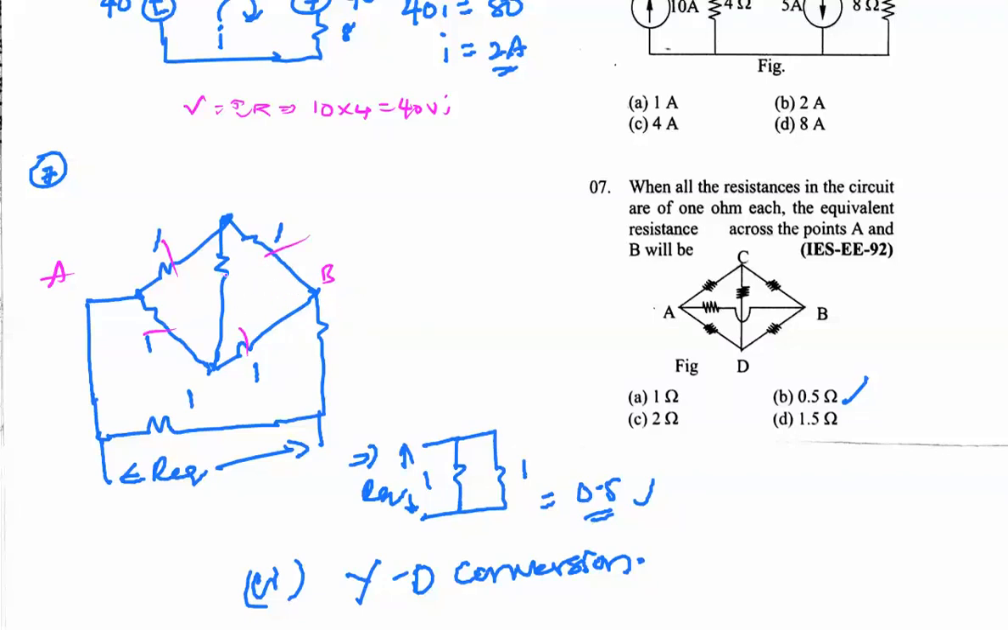When the bridge is balanced, this resistance has no effect, so the R equivalent will be 0.5 ohm. Or you can solve this problem by converting this branch, a star to delta connected network. We can also solve this problem like that.